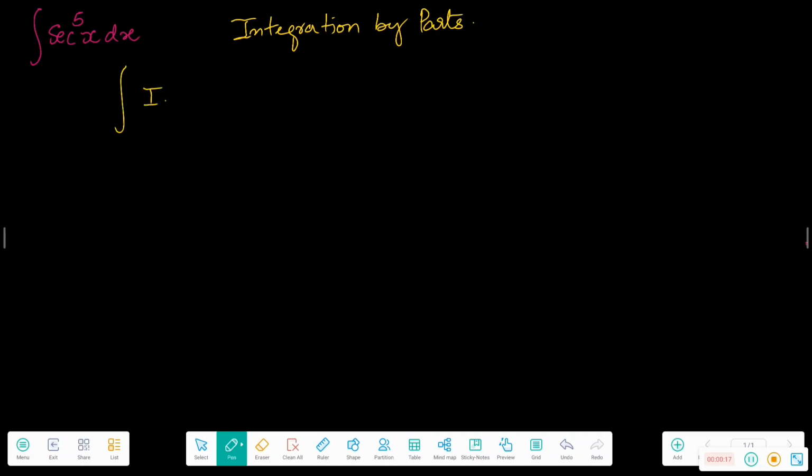Integral of first function multiplied with second function is given by integral of second function multiplied with first function, minus integral of derivative of first function multiplied with integral of second function. For this whole thing we have to find out the integral again.